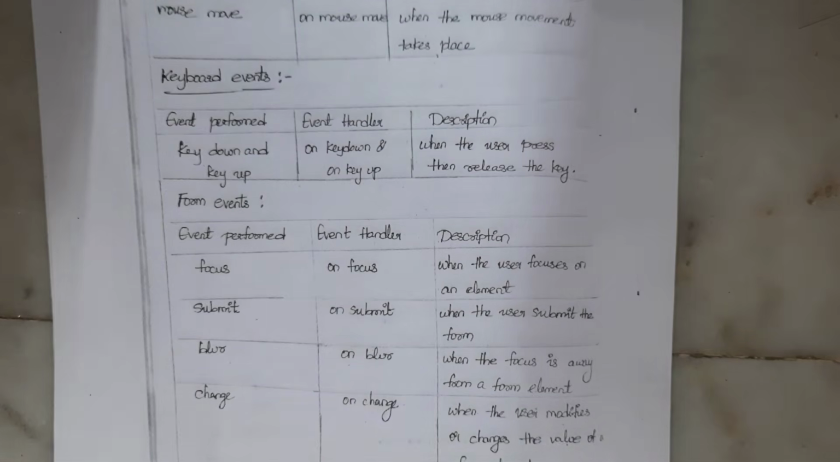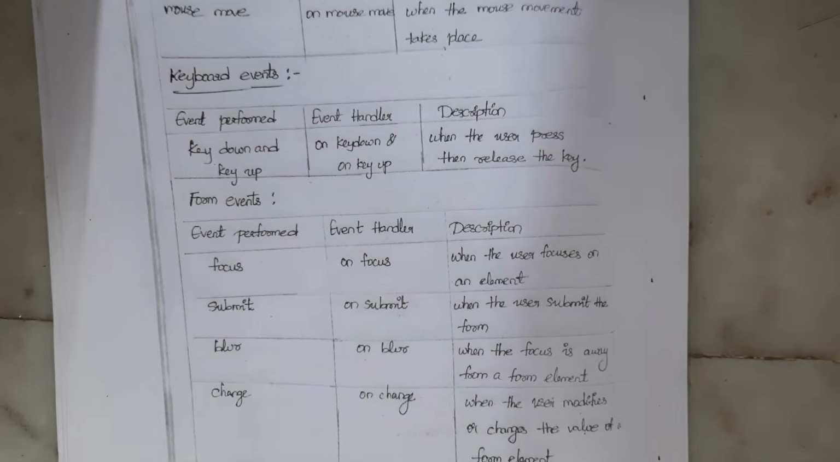Whenever user presses any key on keyboard, an event occurs. For example, I pressed F button in my keyboard. It is an event. I clicked on enter button. It is an event. All these are examples of keyboard events. And third one is form events.